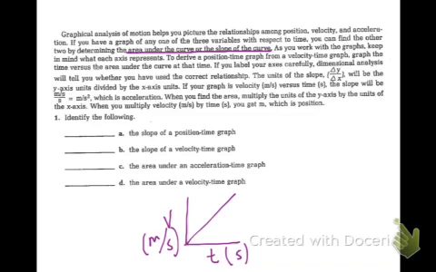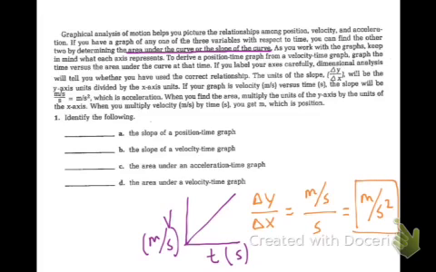So if we graph our velocity versus time, and we had to figure out slope. Slope means change in y over change in x. Looking at our units, we would have meters per second over seconds. In other words, we would have meters per second squared. So the slope of a velocity versus time graph actually tells us our acceleration.